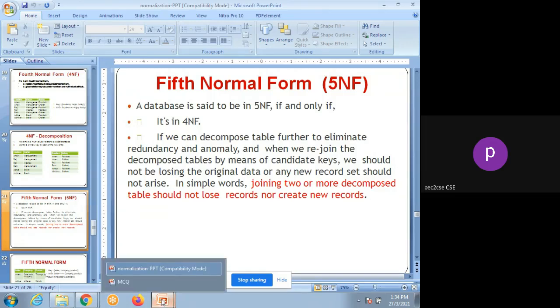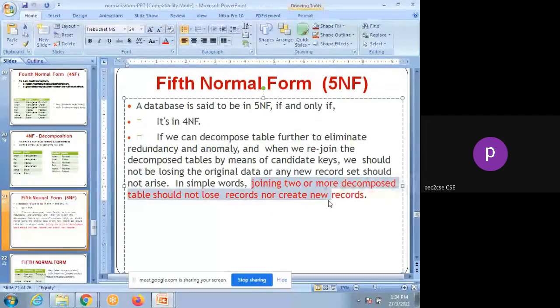Write the definition. Don't think that this definition is lengthy. I have noted this in red color. At least this you have to write: joining two or more decomposed tables should not lose records nor create new records. At least these two lines you write. Don't think that it is a bigger, difficult definition. Nothing. One table you are splitting into two. After that you are trying to join. When you join, you should get your original data. There should not be any loss of data, and there should not be any new data also.